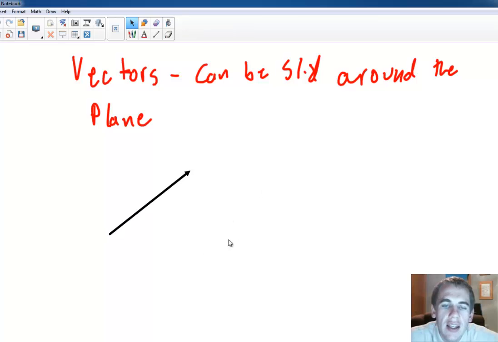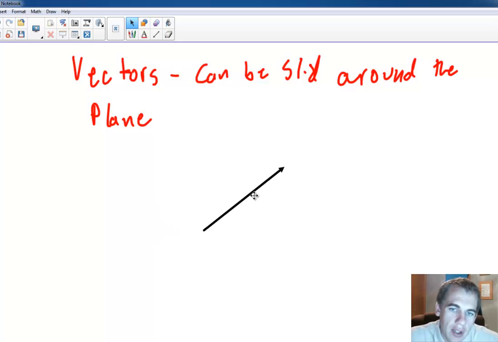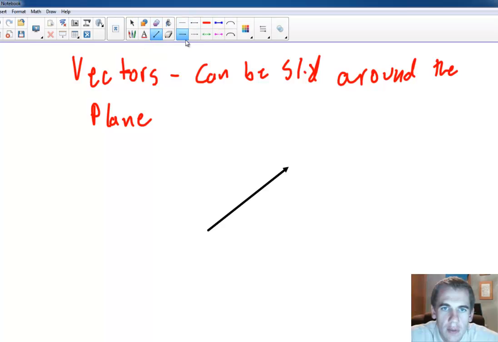I haven't changed anything about that vector. Vectors don't care where they're at. Vectors just move around the plane happily. They just tell me a direction and a magnitude. So if that's one vector, and I've got another vector, similar to it but pointing in a slightly different direction, let's say I had two people pulling on a block.